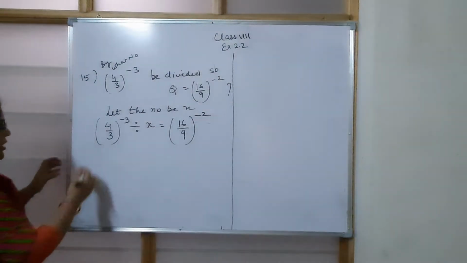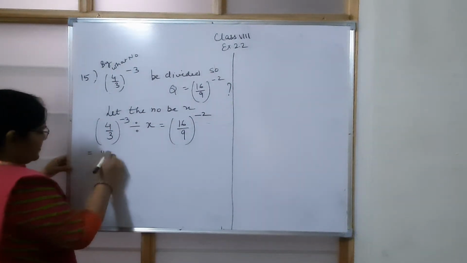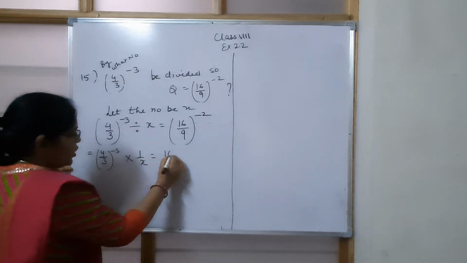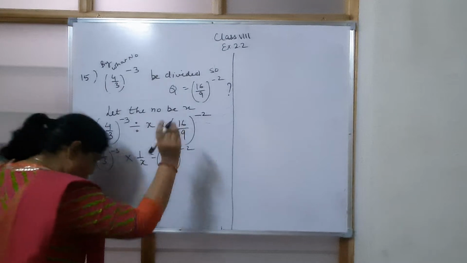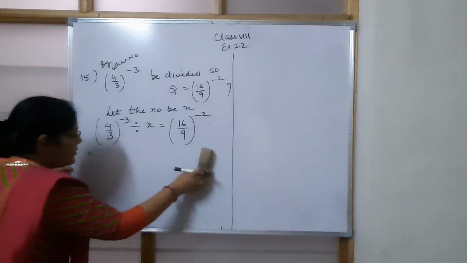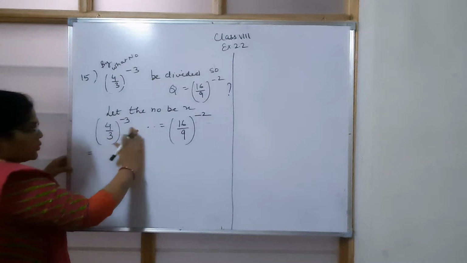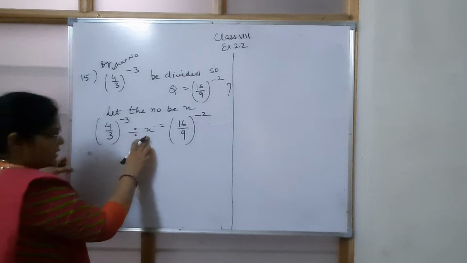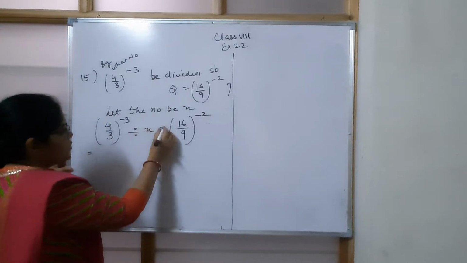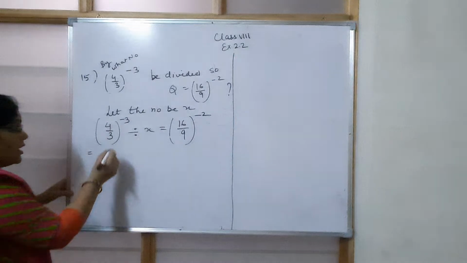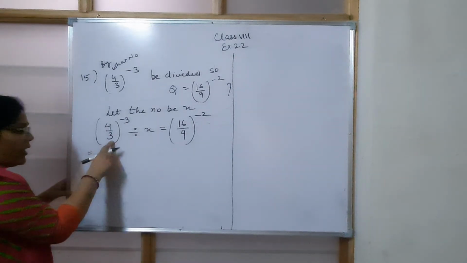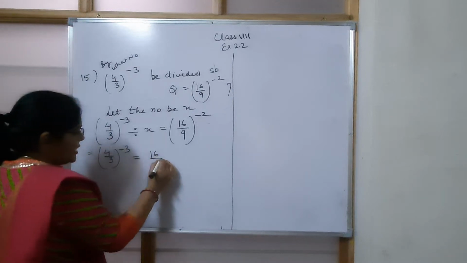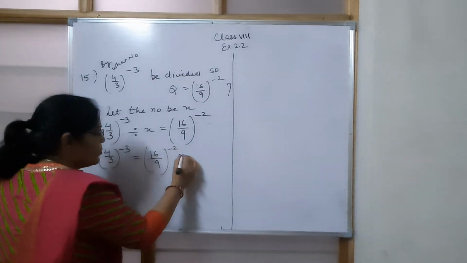Alright. So just have a look here now. If I just solve it. This is division, so we will multiply. Or you can do, just look here. We are dividing this with x. It means this is division x. So when we shift it to the right hand side, x will go in multiplication, not this one, okay? So (4/3)^-3 is equal to (16/9)^-2 multiplied with x.